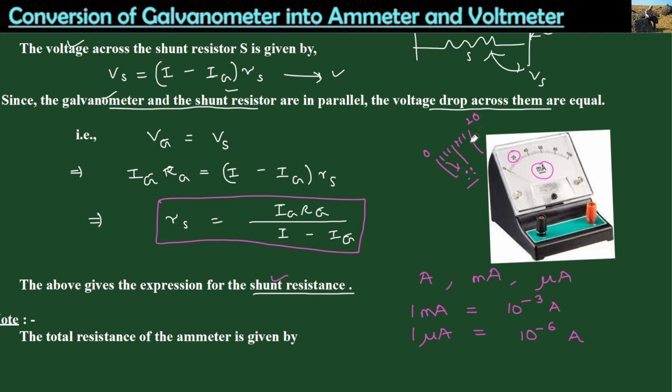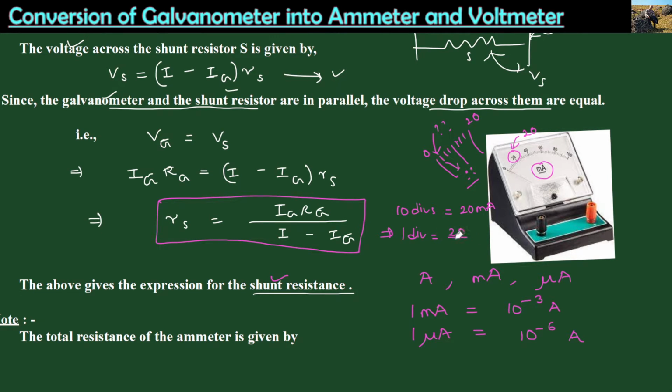Since there are 10 divisions from 0 up to 20, let me write it down. From 0 up to 20, there are 10 divisions, which means 10 divisions equal 20 milliamperes. Then you want to find out how much is that small division. One division in this case will be 20 divided by 10.